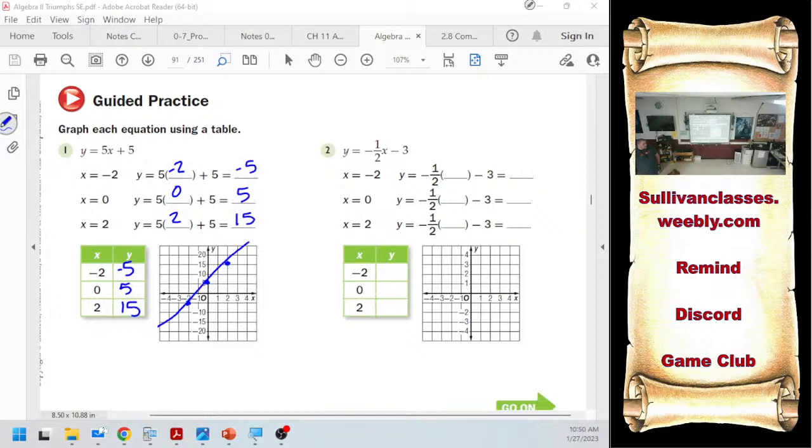Contestant 2: -2, 0, and 2, respectively. I get a negative times a negative is positive. Half of 2 is 1. 1 minus 3 is -2. Anything times 0 is 0. 0 minus 3 is -3. -1 minus 3 is -4.